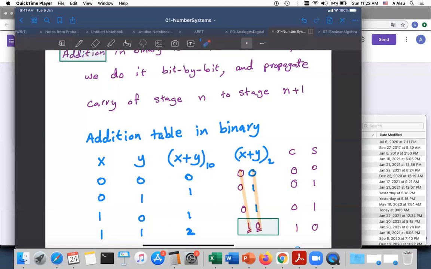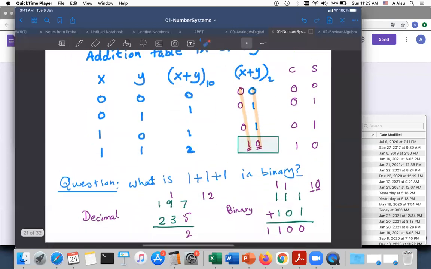But what if we have 1 plus 1, but we have a carry from the previous stage? So it becomes 1 plus 1 plus 1. What is the answer here? It would be 1 with a carry of 1. Excellent. So it is 3 in decimal, but 3 in decimal is converted to binary as 1 with a carry of 1. So 1 with a carry of 1. Let's see a trivial example here.